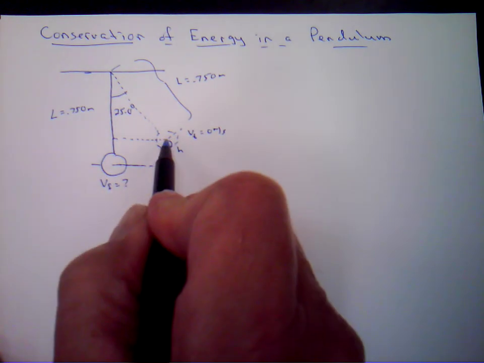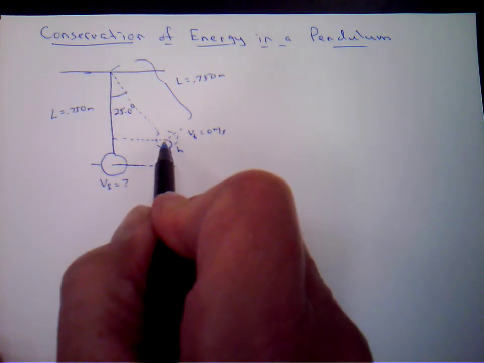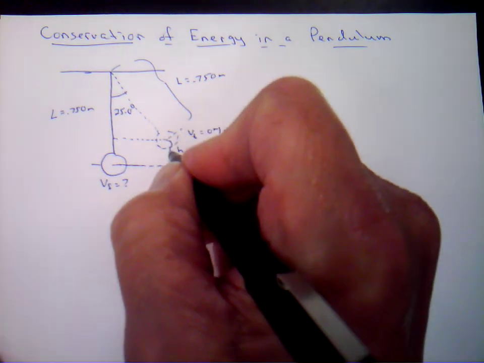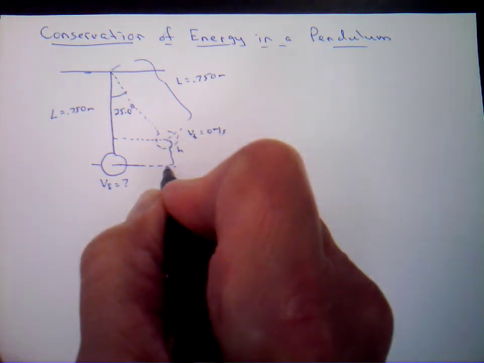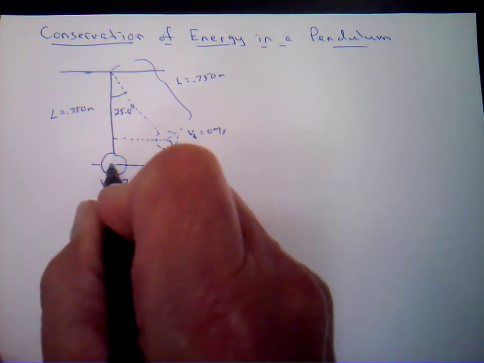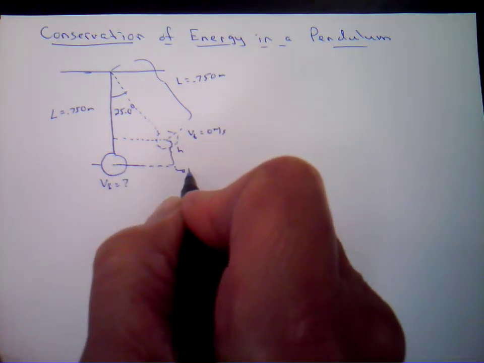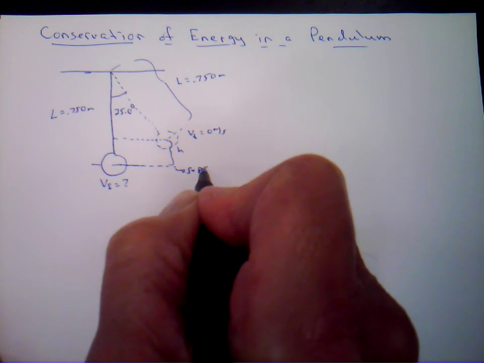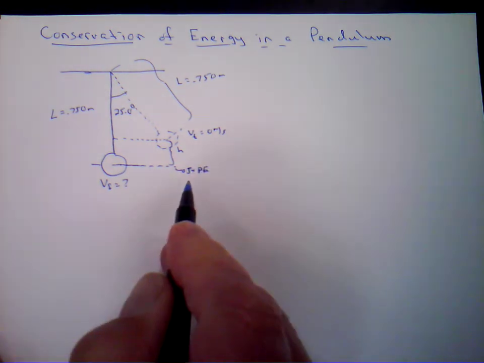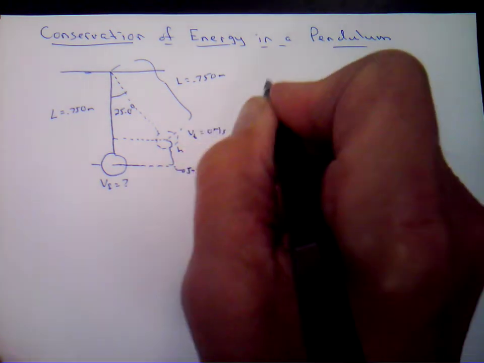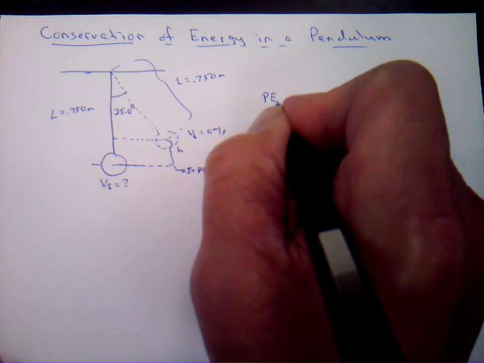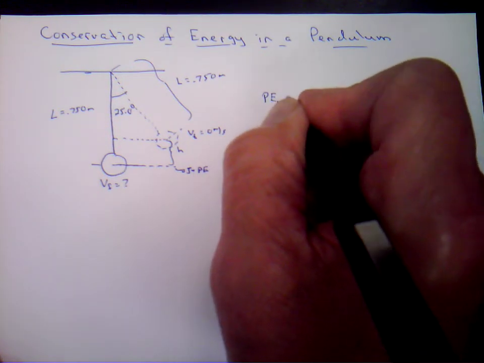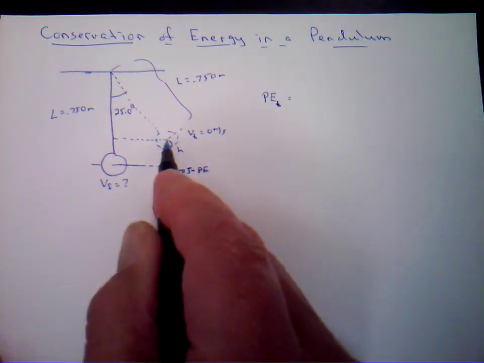So at the beginning of the path at the top, what type of energy does it have? It has potential energy because it's not moving and it's some distance above the lowest point of the pendulum. We're going to define that lowest point as 0 joules of potential energy. So this is our 0 joules of potential energy level. At the top of the path, we'll put P sub T for top. It only has potential energy at the top.